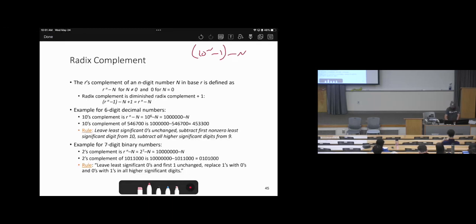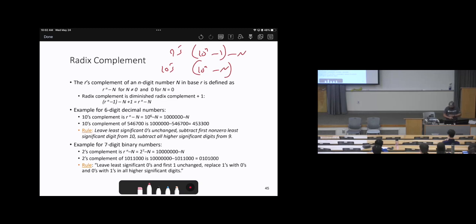That's what it was in the 9's complement. Now, in the 10's complement, we will remove the 1. We will say r power n minus the number, where n is the number of digits. So I just remove the 1. I didn't subtract 1. That's why I call it 10's complement. I keep it like 10 power 6 minus this number.